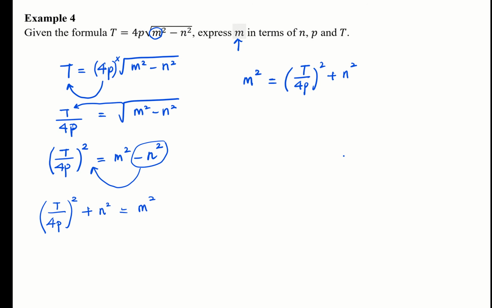The last step is to get rid of this square. So we're going to bring it over to the other side. What's the opposite of square? Square root, right? The opposite of square root is square, but the opposite of square is square root. So bring it over, and we're going to have square root. Square root of what? Everything that is on the right side, guys. So everything: t over 4p squared plus n squared.